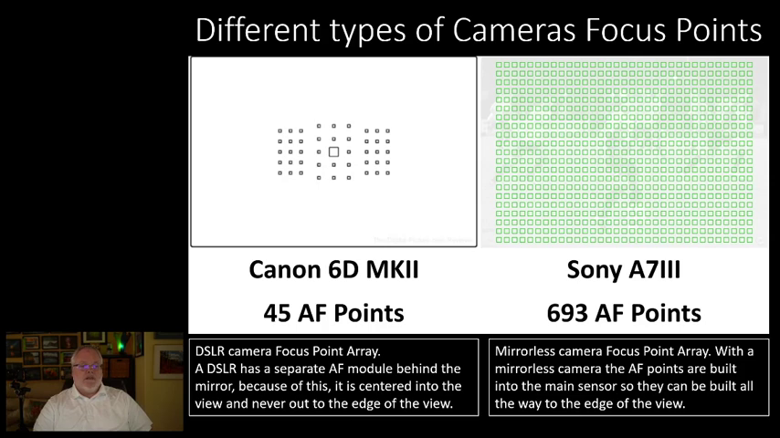On the right side, we have the Sony a7 III. And again, both these cameras were $2,000 entry-level full-frame cameras, so I'm comparing apples to apples here. The Sony has 693 autofocus points that cover 93% of the screen. It can do that because these autofocus points are actually baked into the sensor when the sensor is made.